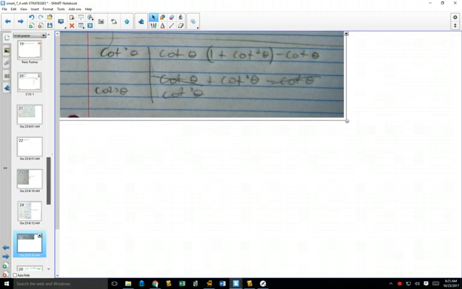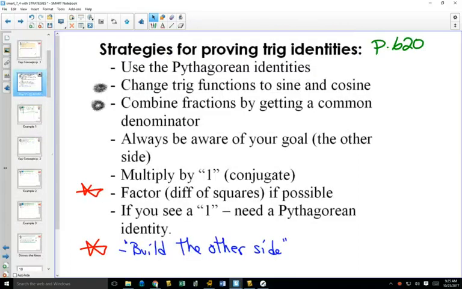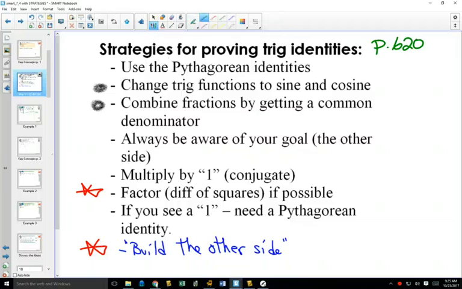one of the things that this proof here highlights from our strategies, this highlights 2 things. It highlights, I don't want to use black anymore, I used black already. Purple. It highlights using one of our Pythagorean identities. We have 3 of them. Sine squared plus cos squared equals 1, tan squared plus 1 equals secant squared, and cotangent squared plus 1 equals cosecant squared. They can often make your proof a lot quicker if you see them.